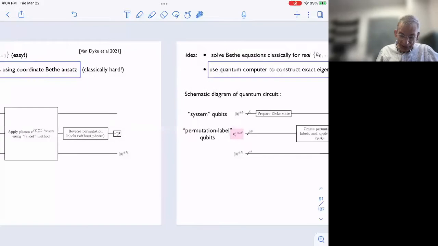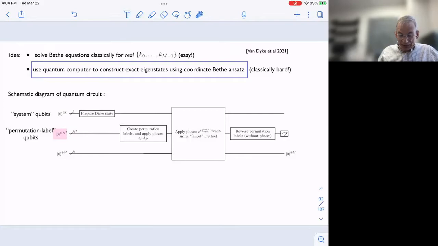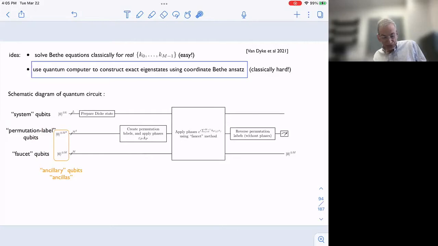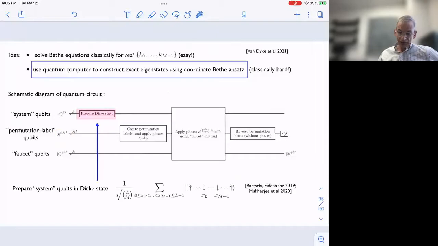But in addition to this, we need some additional qubits. So M squared qubits, which will also be initialized in the state zero. These are called, for a reason you'll see in a minute, permutation label qubits. And then an additional set of M qubits will be called faucet qubits, and they're also initialized in the state zero. So initially all the qubits, and there are L plus M squared plus M of them, are initialized in the state zero. These additional qubits in the literature would be referred to as ancillary qubits or ancillas. They're necessary for performing the calculation, but at the end of the day, you don't see them. Okay, so this is how it starts. And then the first step of this algorithm is to prepare a so-called Dicke state.